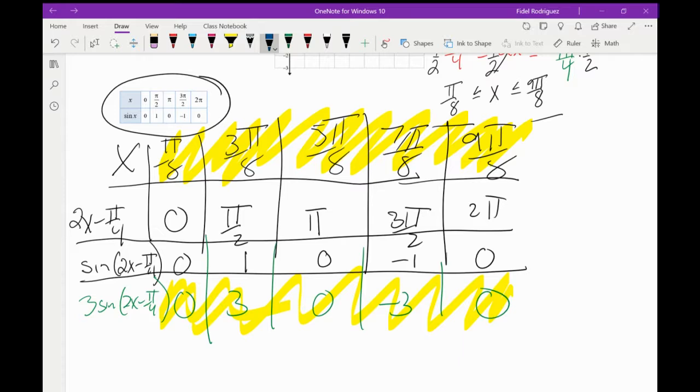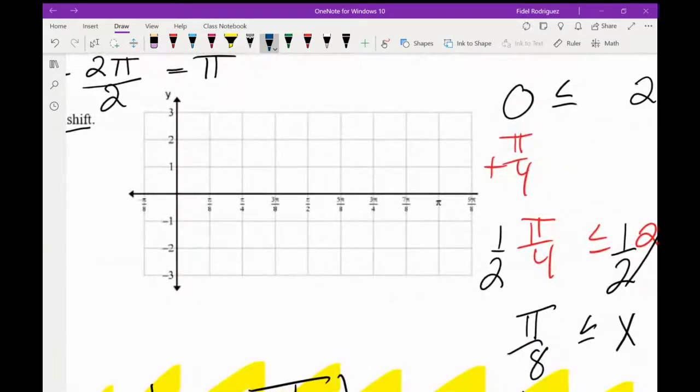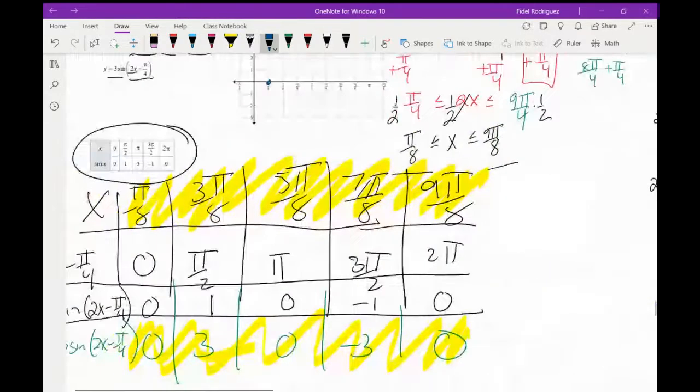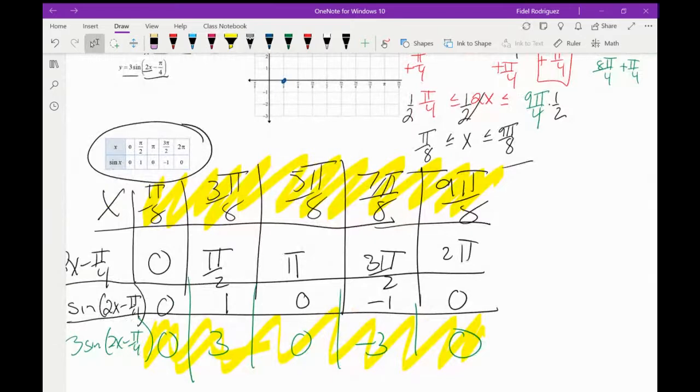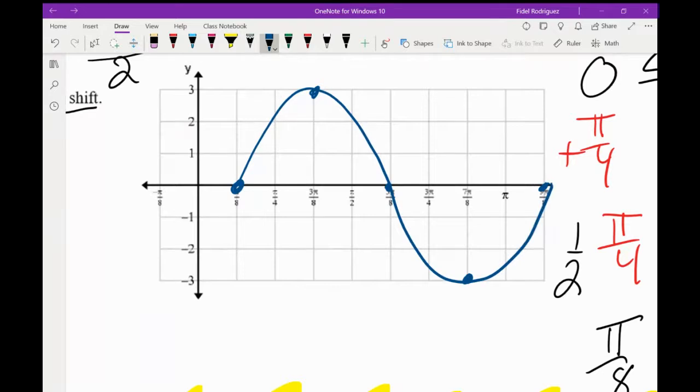Okay, so at pi over 8, we should be at 0. So look, if I zoom in here, at pi over 8, we're going to be at 0. At 3 pi over 8, we're going to be at 3. At 5 pi over 8, we were back at 0. 7 pi over 8, we were at negative 3. And then 9 pi over 8, we're back at 0. Is that working? We're okay so far?